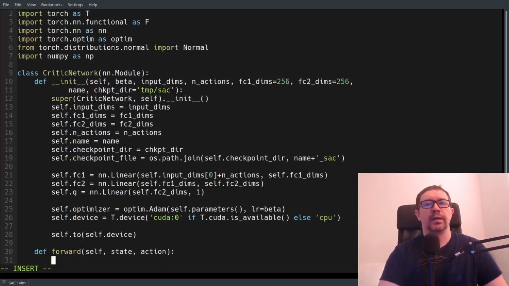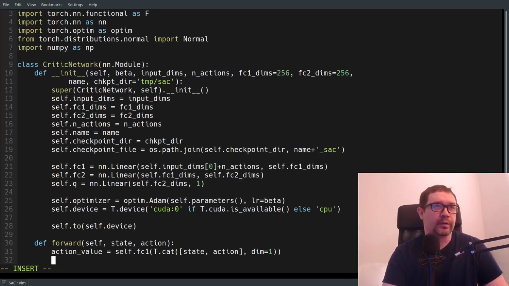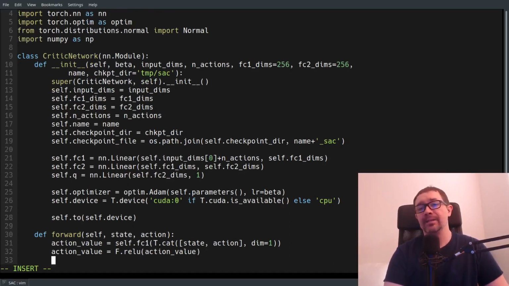That'll take a state and action as input. And so we will say that the action value is the feed forward of the concatenation of the state and action along the batch dimension through our first fully connected layer. I think I said that right. Action value, then we can activate it. Then we can pass that through the second fully connected layer, activate it, and then pass it through the Q layer to get the final value for the state action pair.